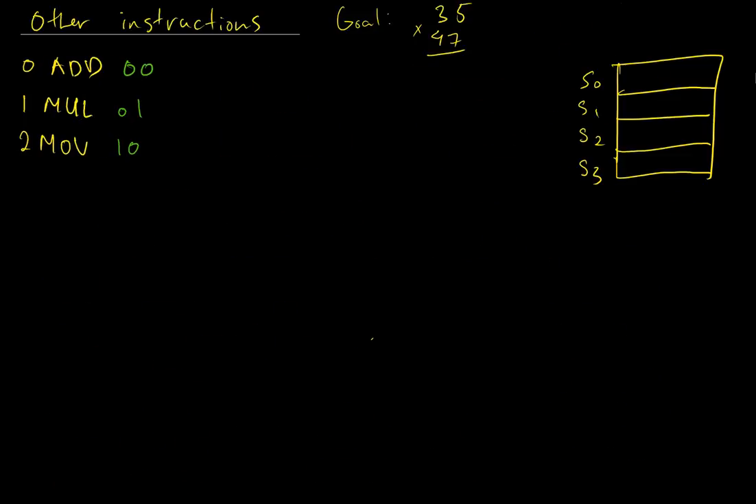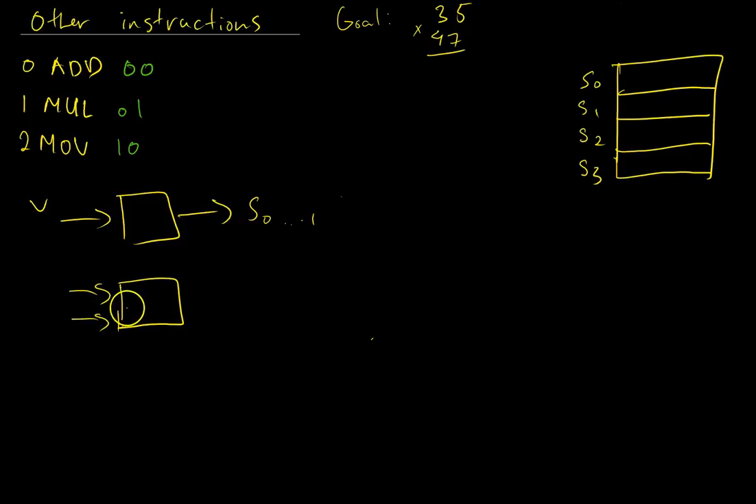Now, the difference between the add and multiply instructions and the move instruction is that the move instruction only had one input, which was a value, and just stored that into one of the slots. Here we have an instruction with two inputs. So add and multiply need at least two things to add or multiply. And so now our instruction structure is going to change a little bit.